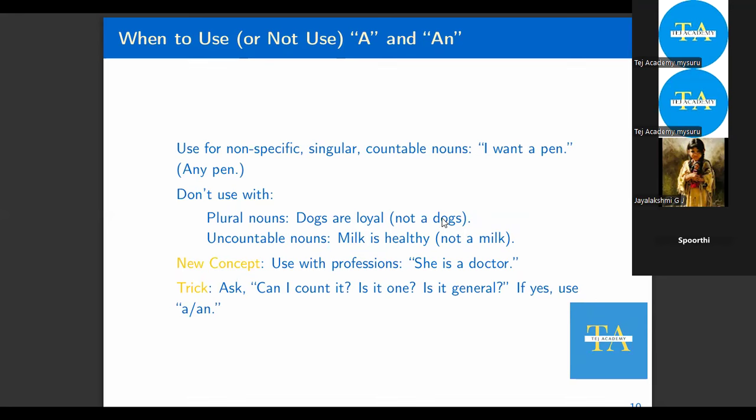Good. Here we have one more trick, and that is to ask: can I count it? Is it one or is it general? If yes, we have to use a and an.